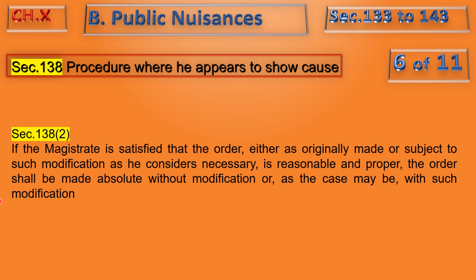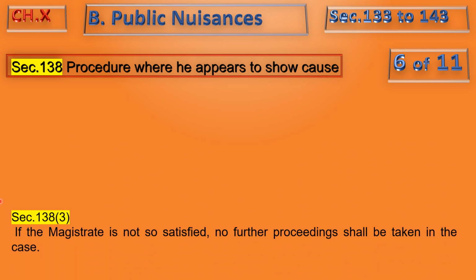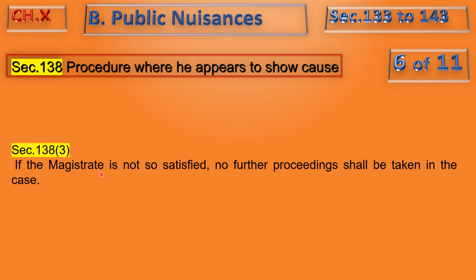So subsection 2 gives the magistrate the option that he may either make some modification in his order or continue with the order that he had made. Subsection 3 of section 138 says, if the magistrate is not so satisfied, no further proceedings shall be taken in the case. So subsection 3 of section 138 basically is the conclusion of the magistrate, which says that if the magistrate is not satisfied, no further proceeding will take place. He will just close the case.